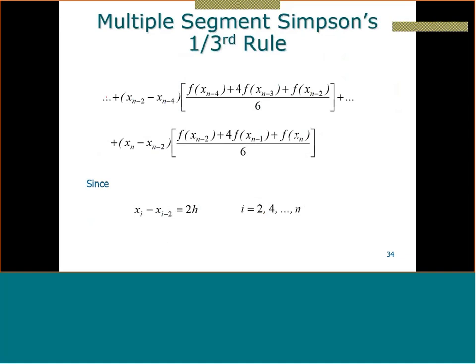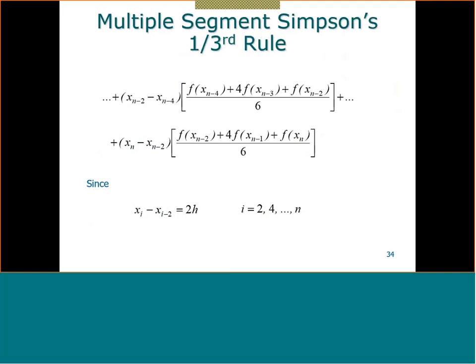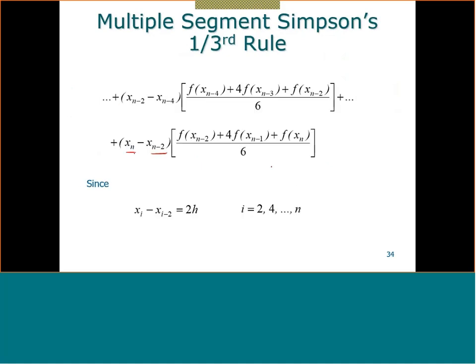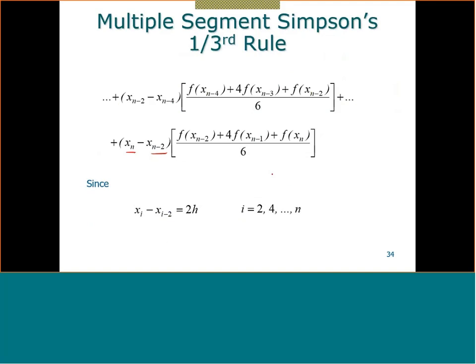So this is plus, plus, extended until we reach the end, from x of n to x of n minus 2. So we start from x2 to x0, which is the first one, until we reach the last one. And we know that xi minus x of i minus 2, which is this segment for each one, is 2h. Okay? And we know that i is an even number.